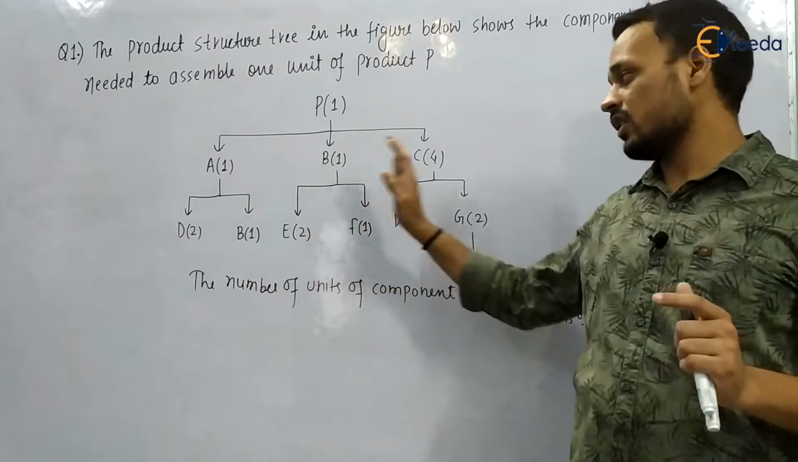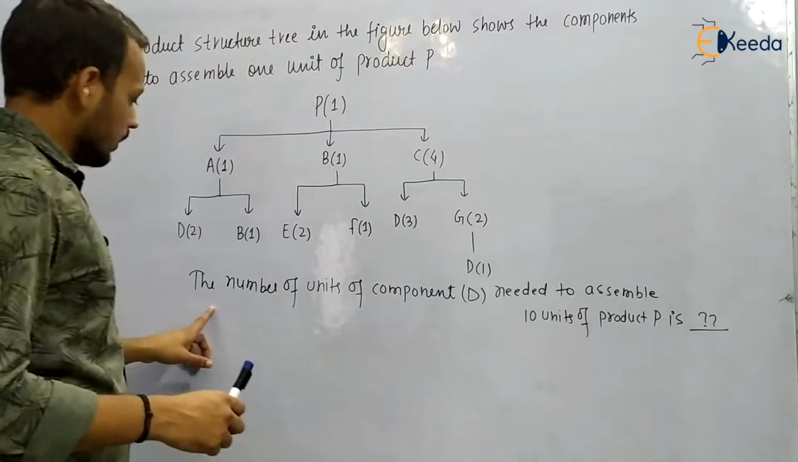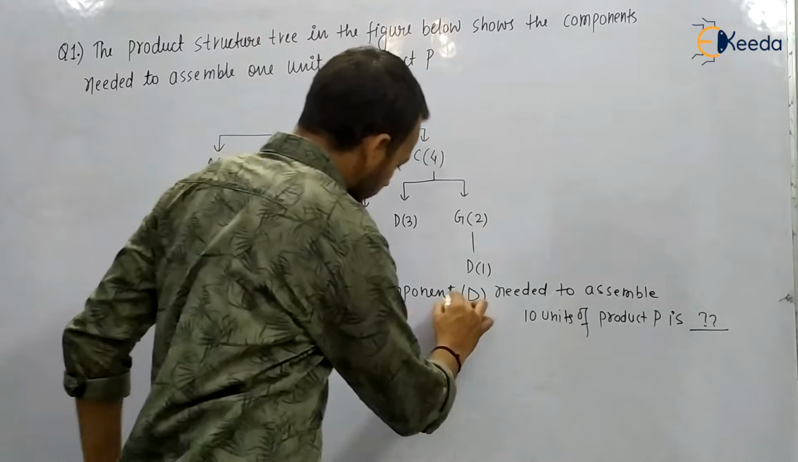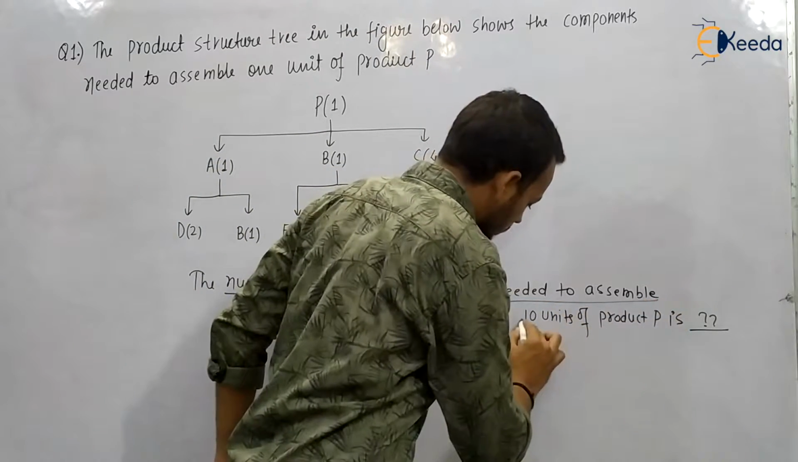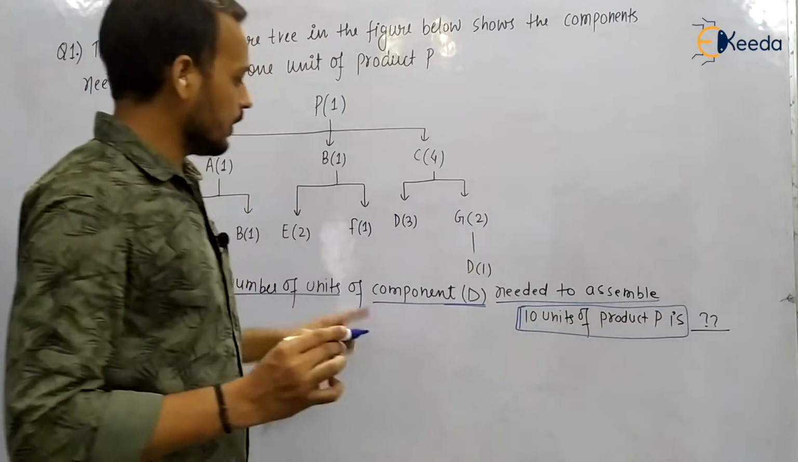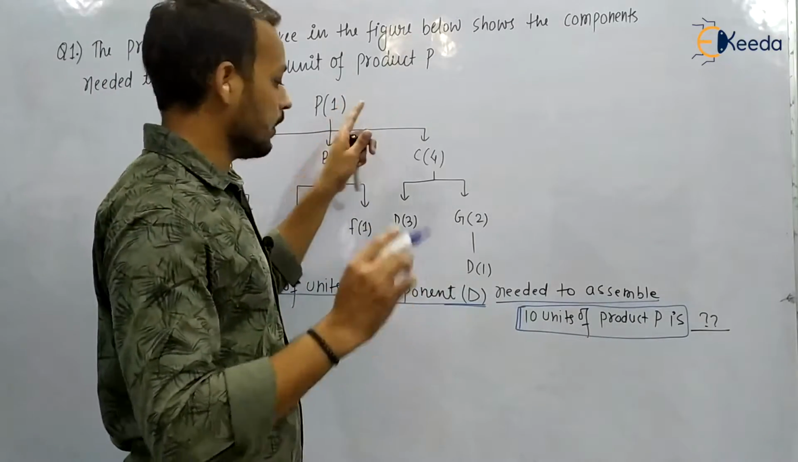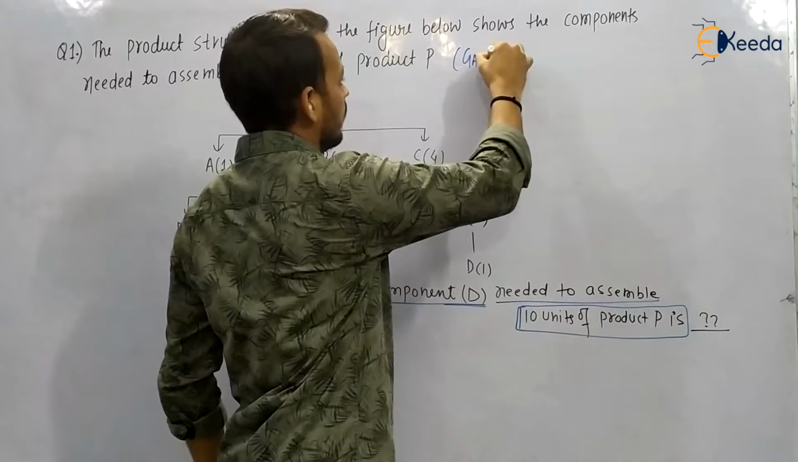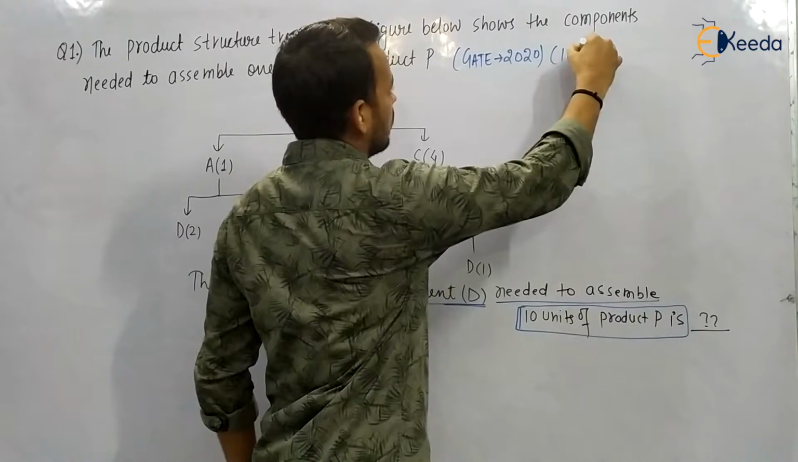A product structure tree has been given, and they are asking for the number of units of component D needed to assemble 10 units of product P. So it is asking how many units of D will be required so that we can make 10 units of product P, and this is a GATE 2020 one-mark question.